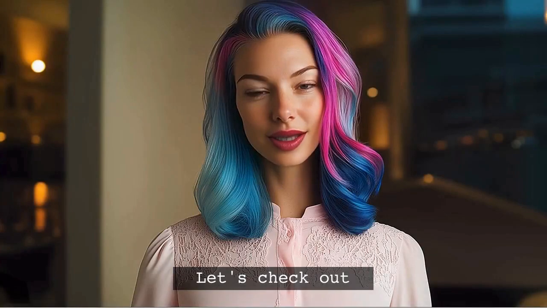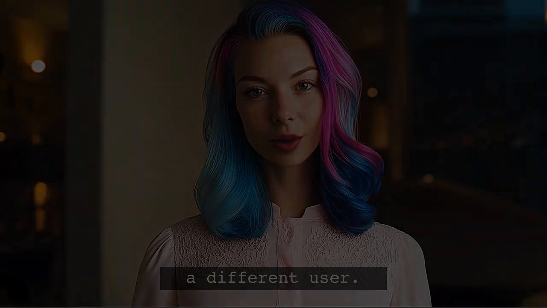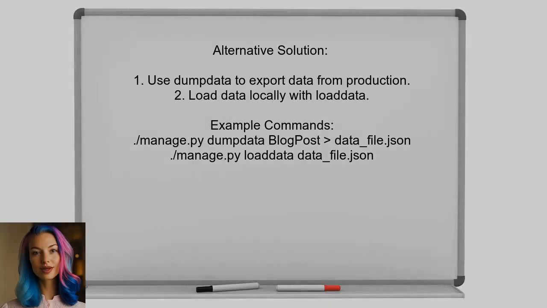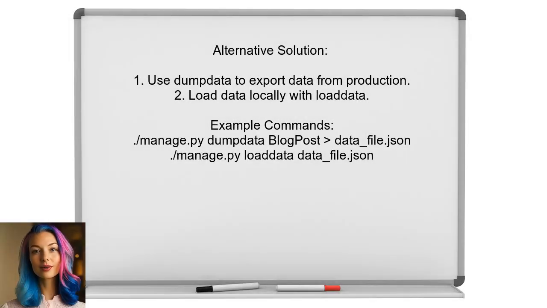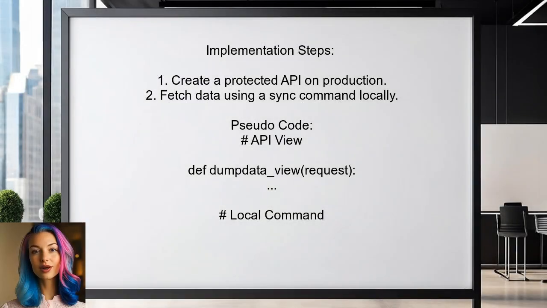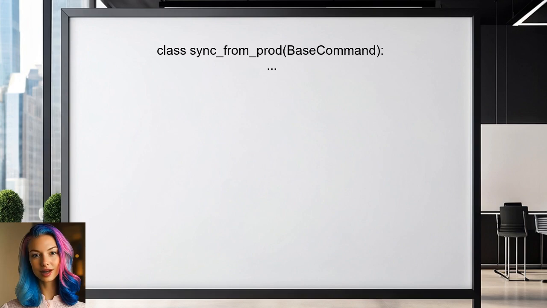Let's check out another perspective from a different user. An alternative approach involves using Django's dumpdata command to export blog data from production as a JSON file. You can then load this data into your local environment using the loaddata command. To implement this, you could create a protected API on production that wraps the dumpdata command. Then, in your local environment, you can create a sync command that fetches this data and loads it.